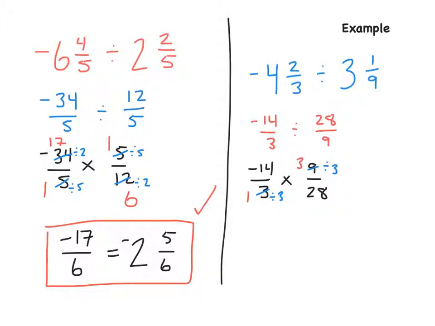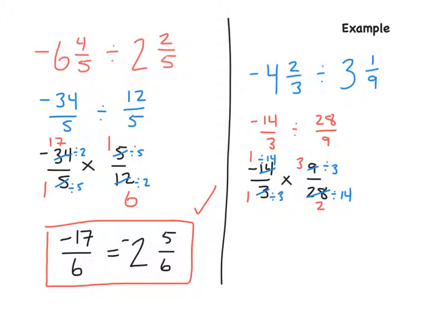And we have 14 and 28. It looks like the greatest common factor between both of those is 14. We could divide both by 14. So 14 divided by 14 is 1. 28 divided by 14 is 2.